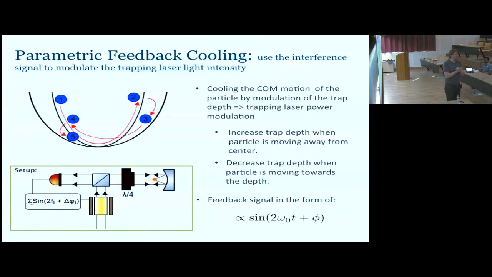It works in the following way. Imagine you have this harmonic trap, the optical trap, and the particle sits in the trap. It has some kinetic energy, of course, so it moves, depending on the temperature of the particle. With this photodiode detection, which I explained before, you basically know where the particle is. So when you see that the particle moves out of the center, you make the trap deeper so that it's much harder for the particle to climb up the hill. It would basically not move out of the center.